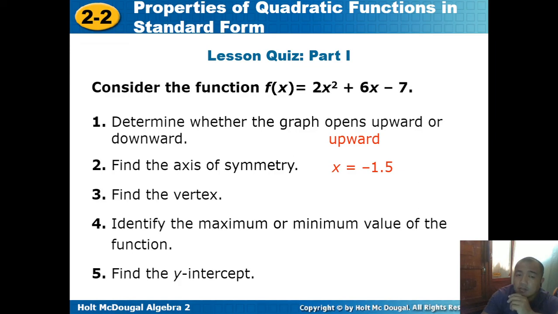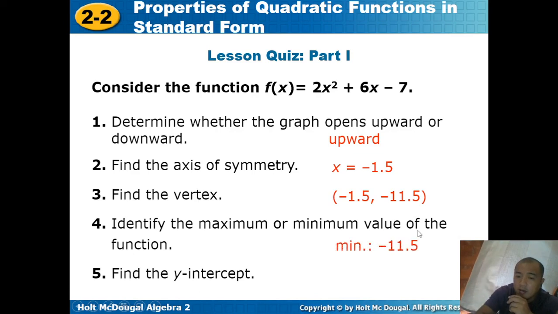Find the vertex. We already have the x value, negative 1.5, so we just need y. Substitute negative 3 halves here to solve for y, which has the value negative 11.5, so the vertex is (negative 1.5, negative 11.5). Identify the maximum or the minimum. It has a minimum value, so this is the minimum, negative 11.5. Find the y-intercept. It's actually the c, so that's negative 7.